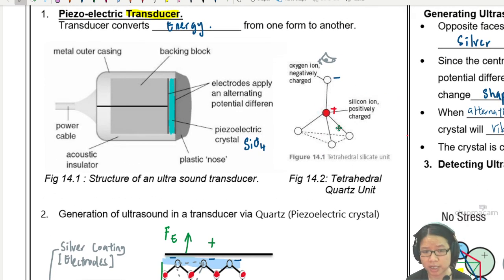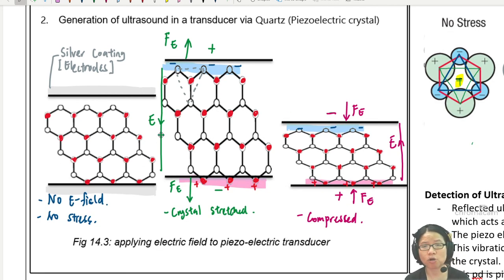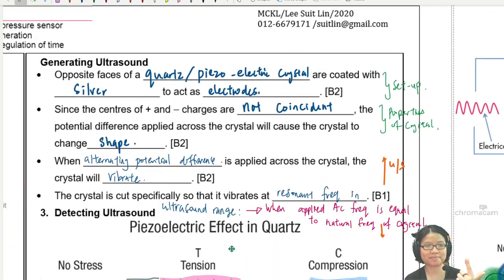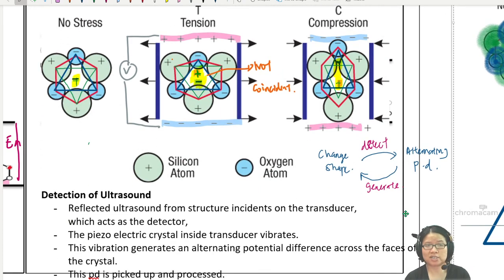how we generate ultrasound, which is to apply an alternating electric field such that the crystal vibrates. Why does the crystal vibrate? The centers of the positive and negative charges are not coincident. And what should we do so that we can create the ultrasound? We cut the crystal specifically so that the applied alternating current frequency is equal to the natural frequency. So that is producing ultrasound. Recent years, they have asked about detection of ultrasound, which is the same idea.